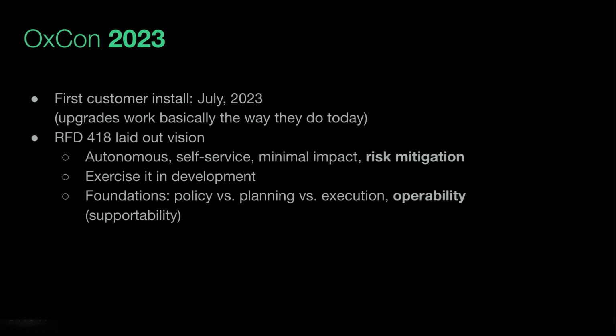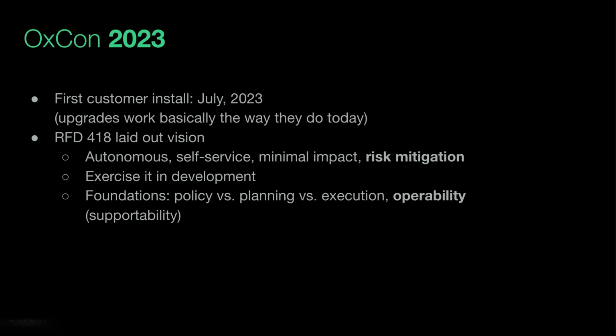And at that point, so 2023, 2 years ago, we had just shipped our first customer system, and upgrades worked basically the way they do today. But we were starting to think about what the vision would look like, and it's basically what I just described. It's this autonomous self-service system with opportunities for risk mitigation so that upgrades don't go terribly. And a big part of it was around what foundations are going to allow us to do that.